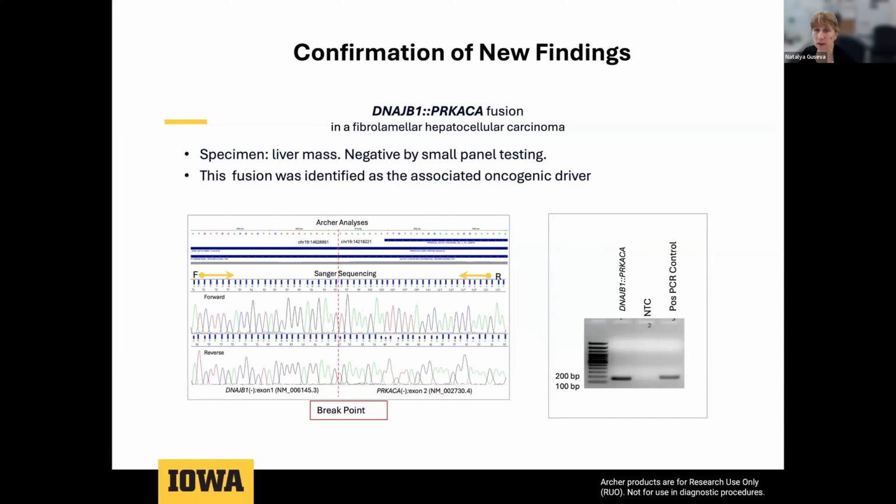So, a new finding from analytical validation of this panel. We had to confirm. Here is a liver mass sample that tested negative by the small panel. During validation, we detected a PRKACA fusion, which is consistent with fibrolamellar hepatocellular carcinoma. We designed primers for the specific breakpoint and ran a product on a 2% agarose gel, like I described before. We did forward and reverse sequencing for this sample and got an exact match for the Archer analysis sequence.